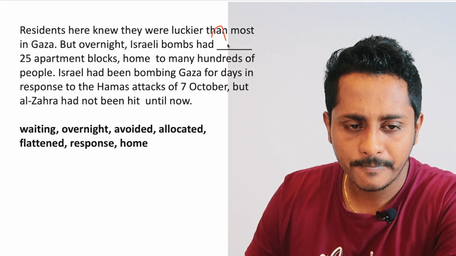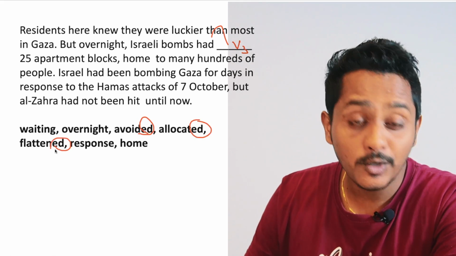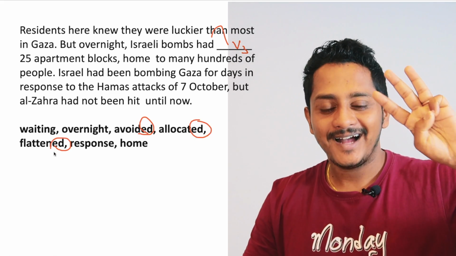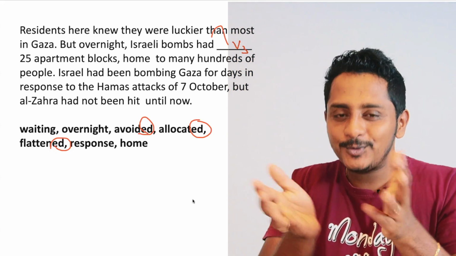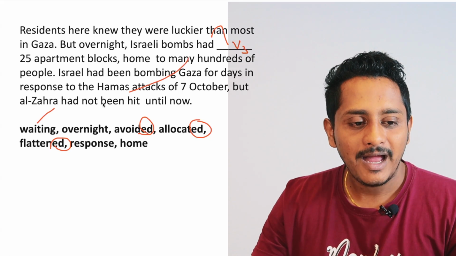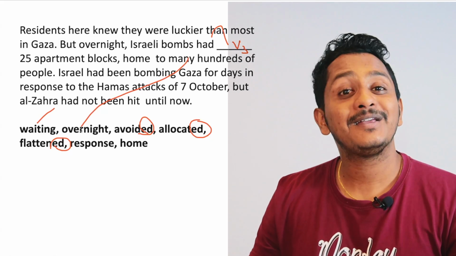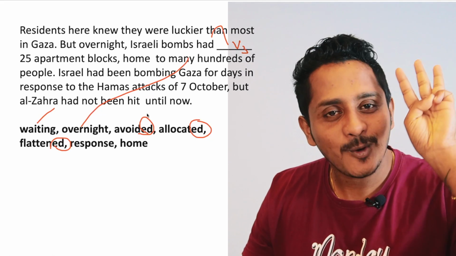After had, verb 3 has to come. Now, we have avoided, allocated, flattened, oh, 3 verb 3s. At least it is better than looking into 7 options. Now, only 3 options, it narrowed down to 3. Otherwise, if you don't know the concept, you need to say had waiting, had been waiting. Had waiting is wrong. Had overnight. You have to look into every option. Now, we only look into 3 options.